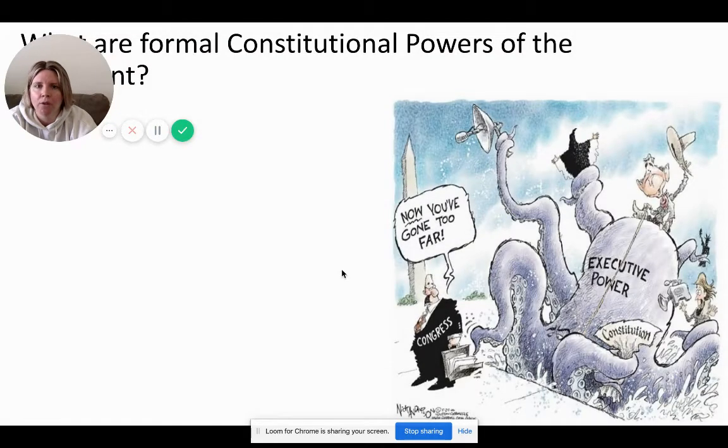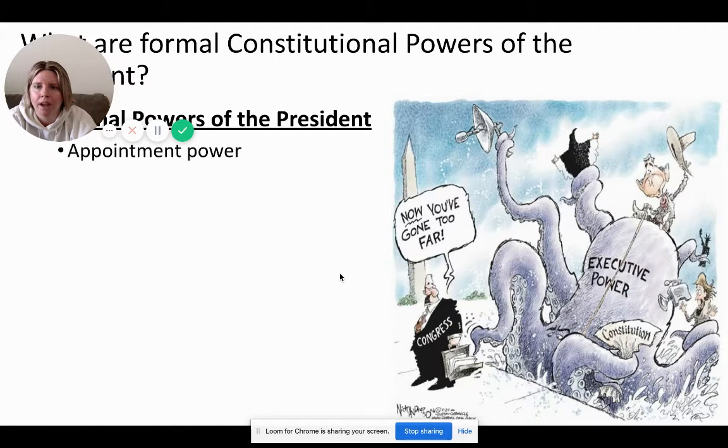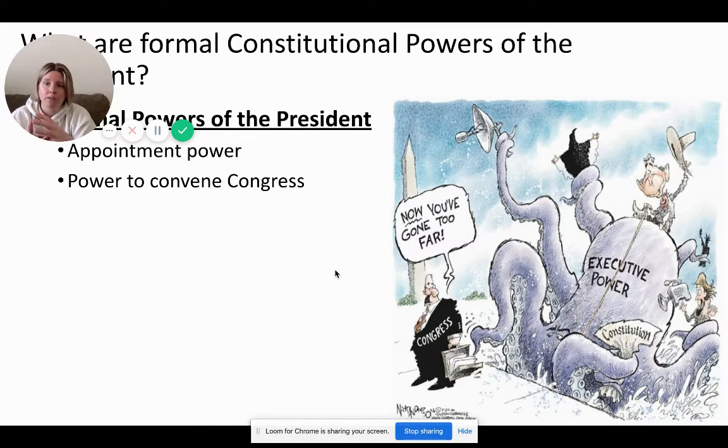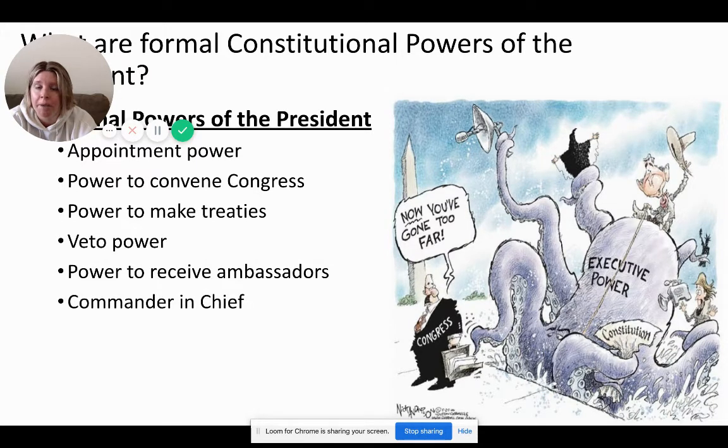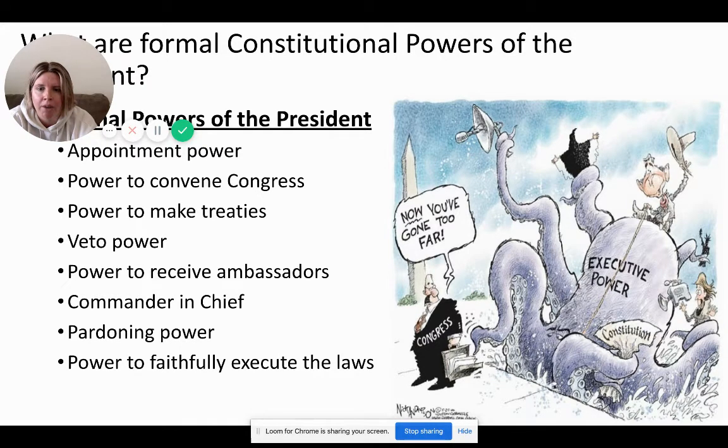Okay, so what are the formal constitutional powers of the president? Appointment power, choosing who gets to serve in office; convening Congress, telling them to get together; power to make treaties; veto power; power to receive ambassadors, basically accept leaders of foreign nations; the commander-in-chief, so in charge of the military; pardoning power, you can pardon only for federal crimes. The president does have the ability to pardon all federal criminals, and then power to faithfully execute the laws.